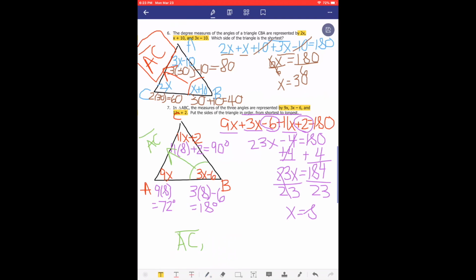Then I'm looking for the next smallest angle. And the next smallest angle would be angle A, that's 72. And the side opposite that would be side BC. And the largest angle is going to be the opposite angle C because that was my 90-degree angle. And that side here is side AB. And that's my order.